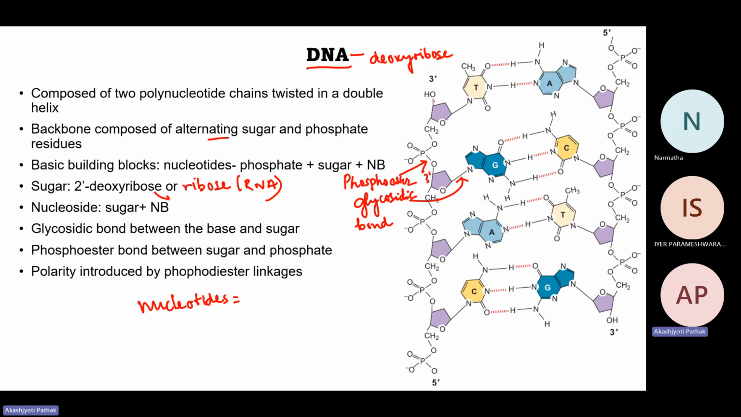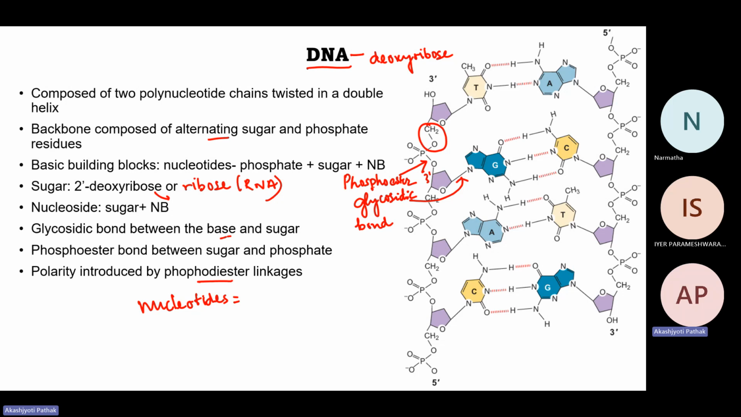If you look at this entire bond, this is one phosphoester bond and there is another phosphoester bond over here. Together these two bonds are called the phosphodiester bonds. So the glycosidic bond is present between the base and sugar, and the phosphoester bond is present between the sugar and phosphate group. One phosphate group is attached to two sugars by two ester bonds, so it is a phosphodiester bond.